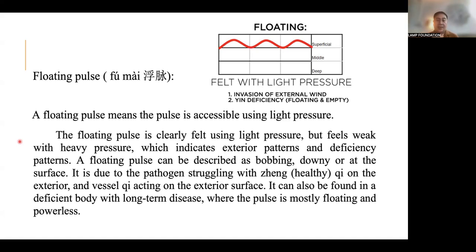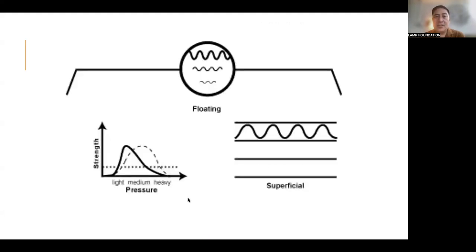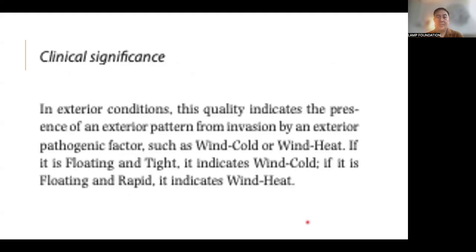If you have a patient who had a long chronic disease, the pulse would be floating and powerless. So this is how the floating pulse should look like. As you can see, with very, very light pressure, you can already feel the pulse. And as you press deeper, the pulse disappears. As mentioned earlier, this is found in both exterior and deficient conditions, and also in people who have been sick for a long time. So it's floating and powerless.